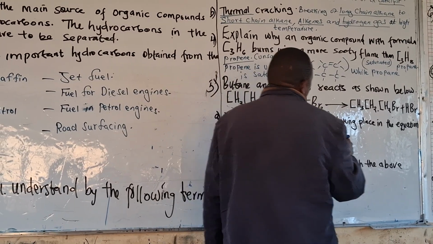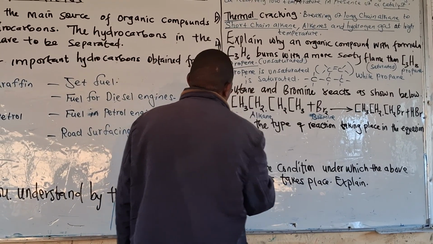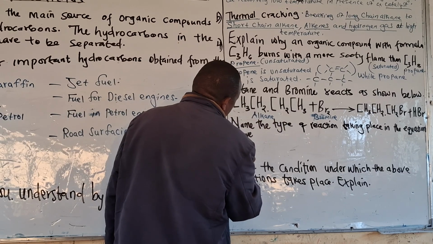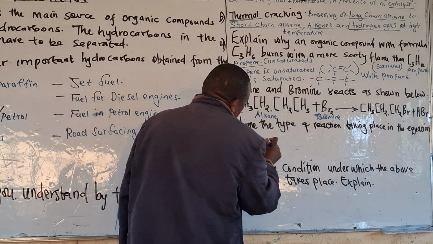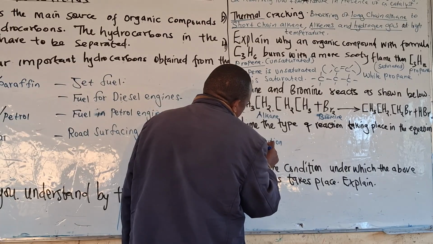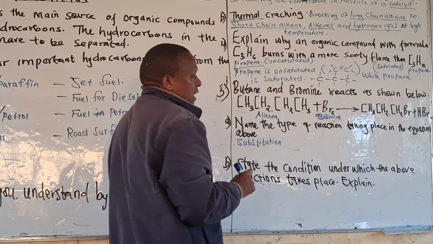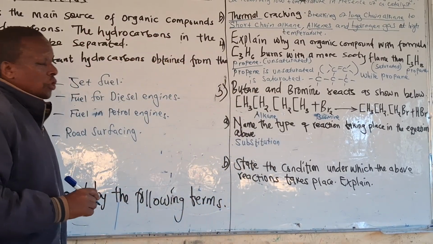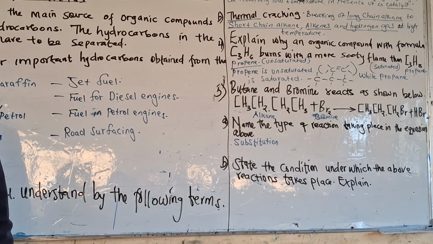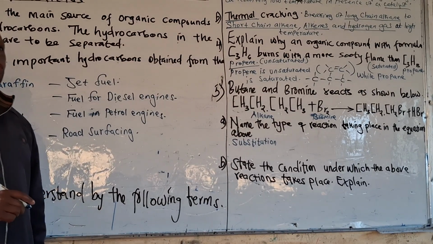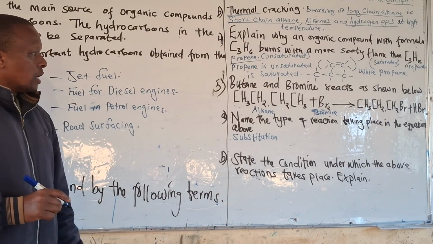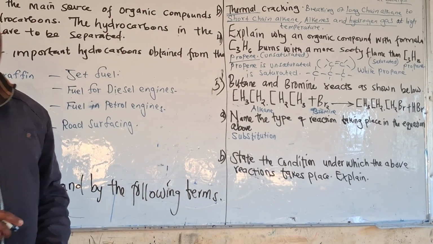Now the type of reaction is what? Substitution reaction. Substitution. As we were learning, we said alkanes undergo substitution reaction, but alkenes and alkynes undergo addition reactions.